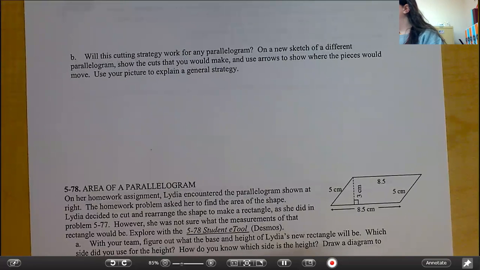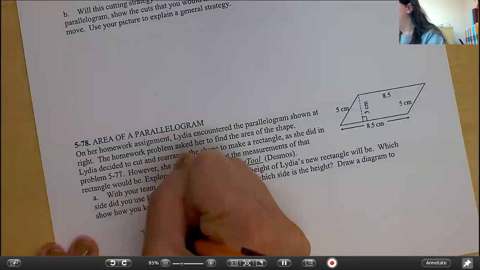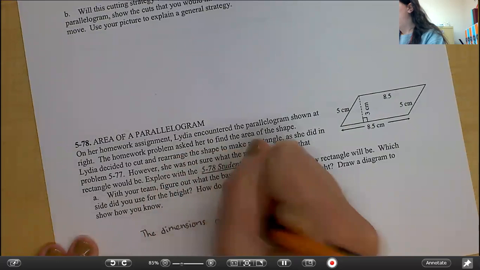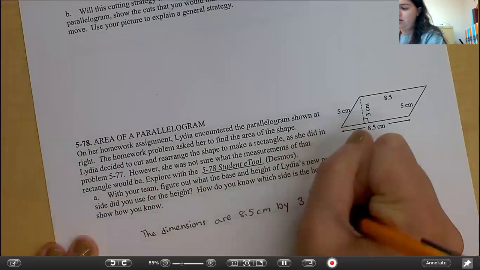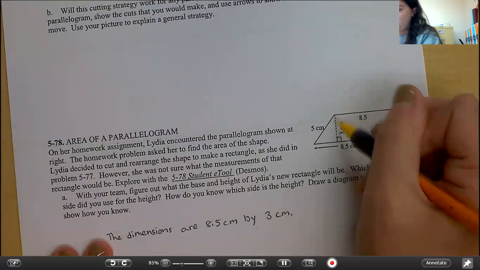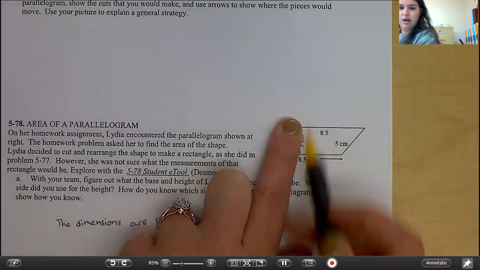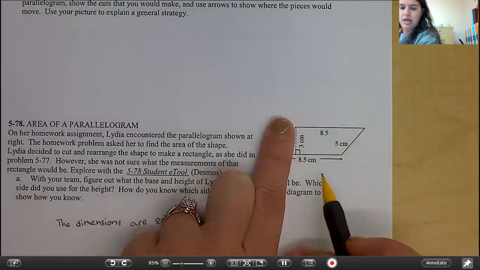Okay, so hopefully you said that the dimensions are 8.5 centimeters by 3 centimeters. So your diagram would be the shape without the triangle. Okay, because here's your height of 3 centimeters and it's by 8.5 centimeters.